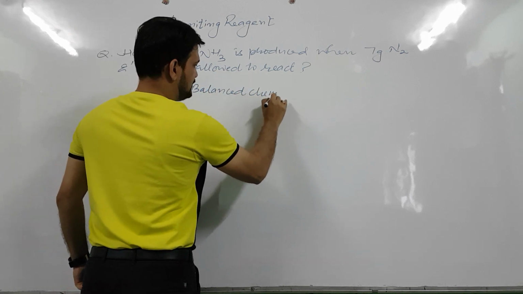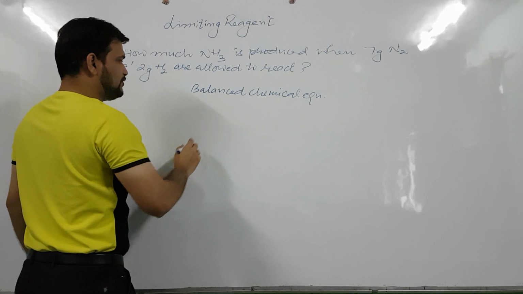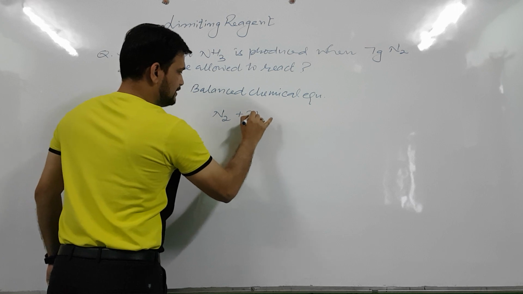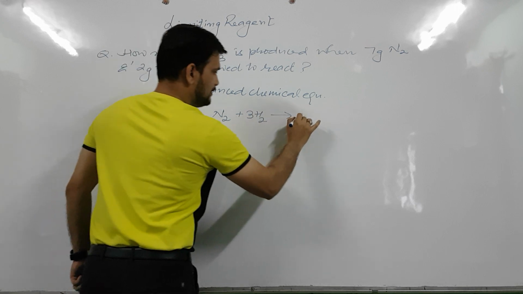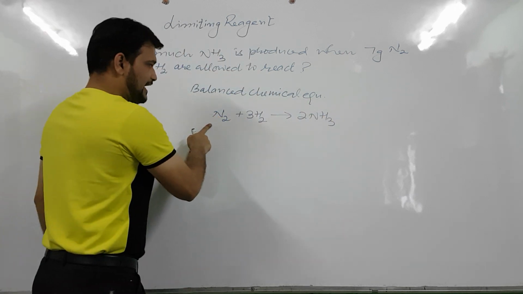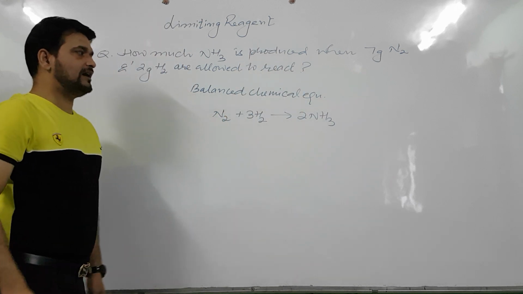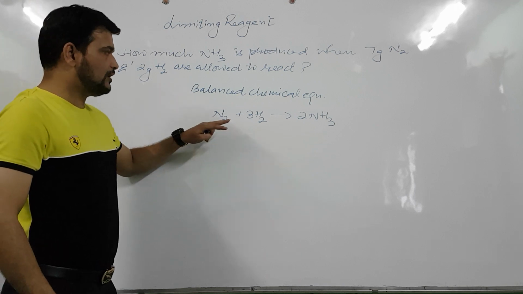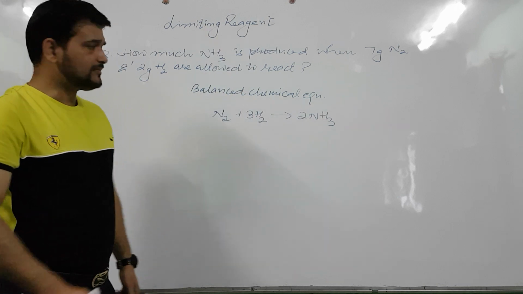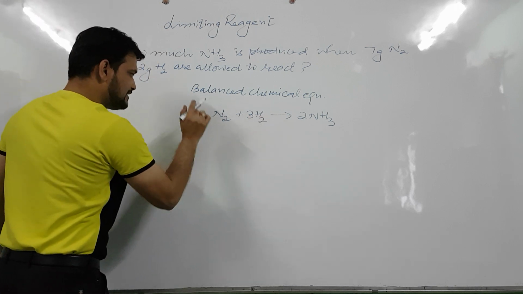Balanced chemical equation for the particular reaction is N2 + 3H2 → 2NH3. That is 1 mole of nitrogen, 3 moles of hydrogen. When combined, then 2 moles of ammonia are formed. So first of all, we have to write the balanced chemical reaction. So this is the balanced chemical reaction, and we see it is 1 mole and it is 3 moles.